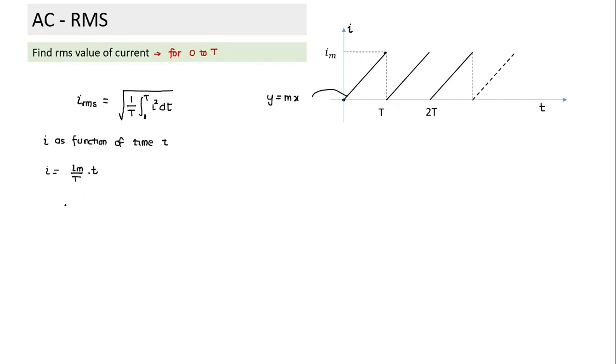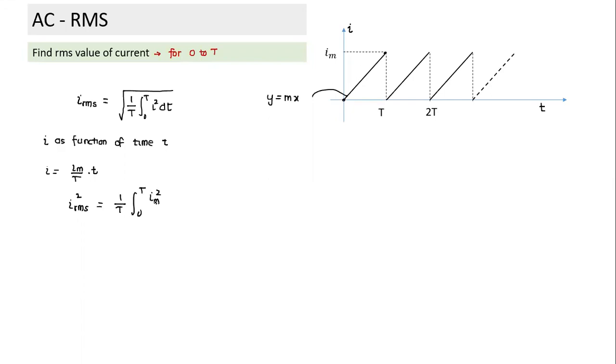So finding RMS current is fairly easy. What will be the RMS value of current? We can write the square first and then find it, because to me RMS square makes more sense. It is the average of the square of the current. So what will this be equal to? 1 by T, and that's a very simple integration.